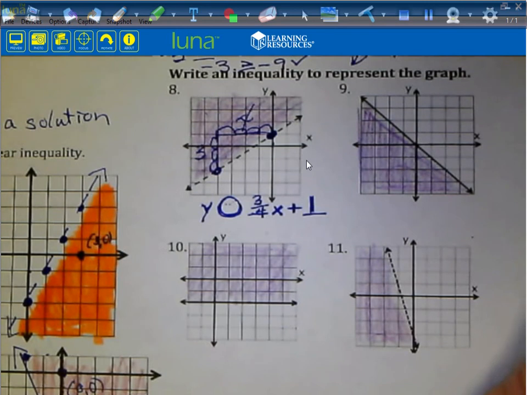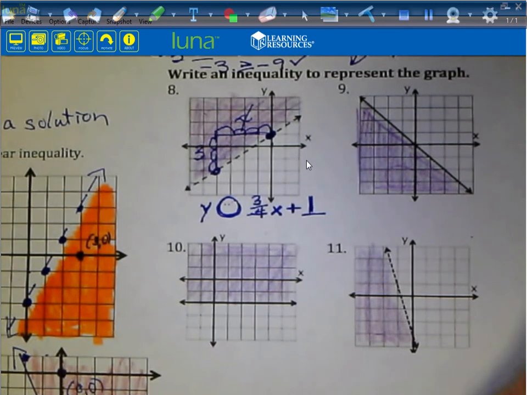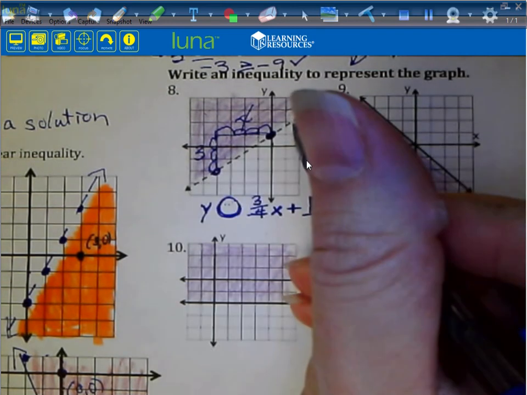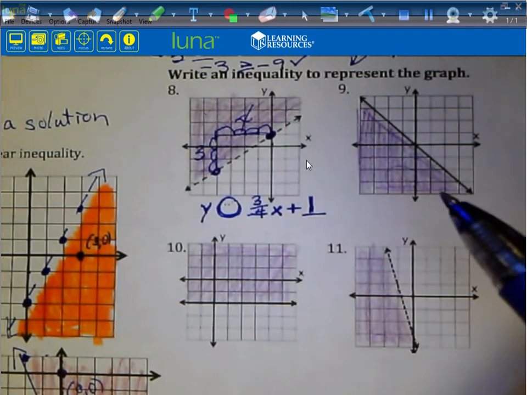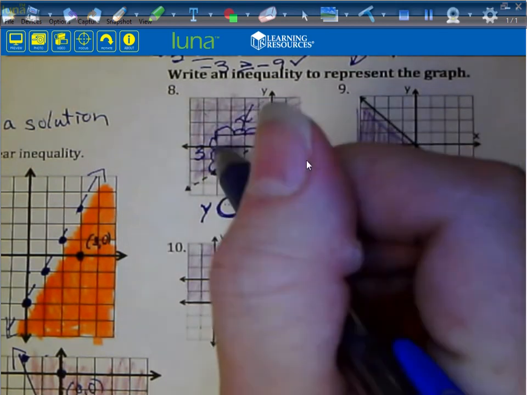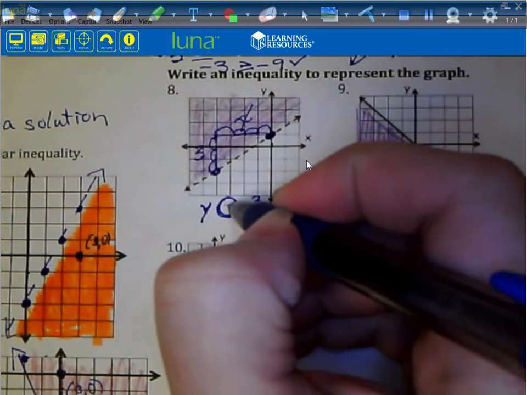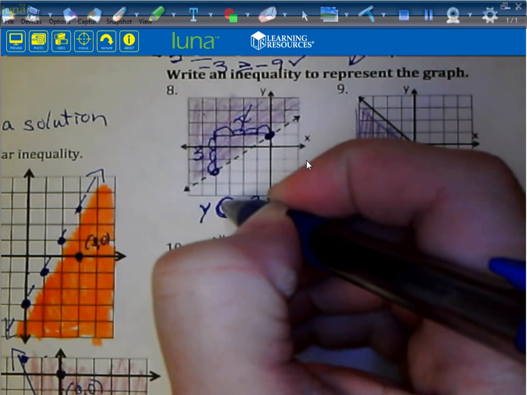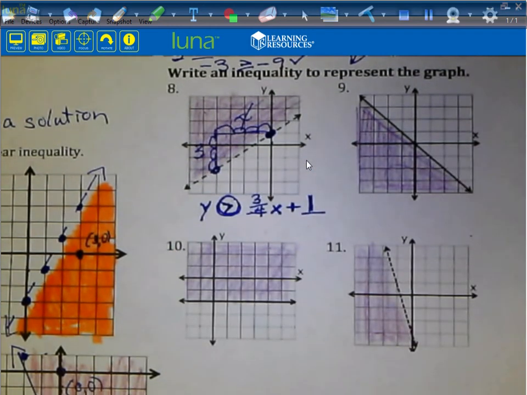And now my only step left is my inequality sign. So I have to look at my line. I know that I'm not going to have an extra mark because you can see that my line is dashed. So it's just going to be less than or greater than, and I'm going to look and see which way it's shaded. It is shaded above the line. So it's going to be y is greater than, because it is shaded above the line. So y is greater than 3/4 x plus 1 is the equation for that line.